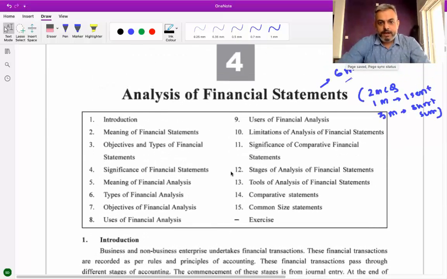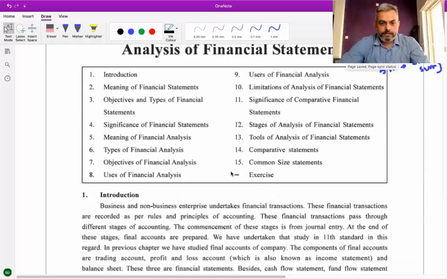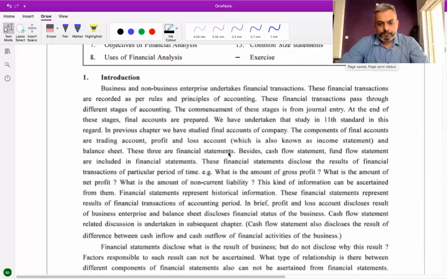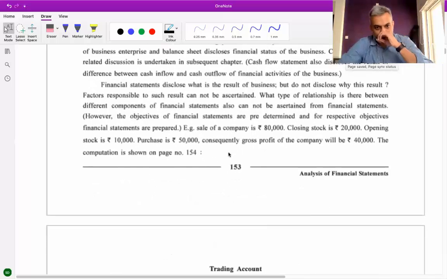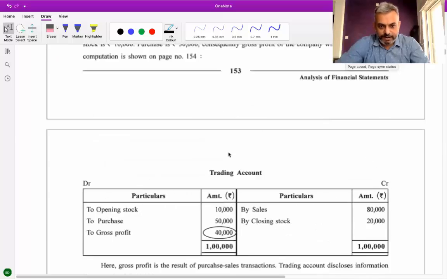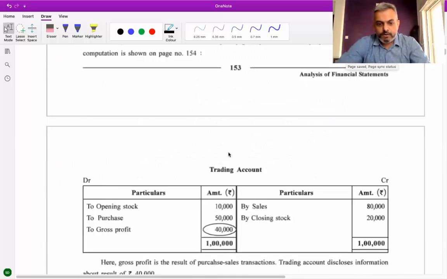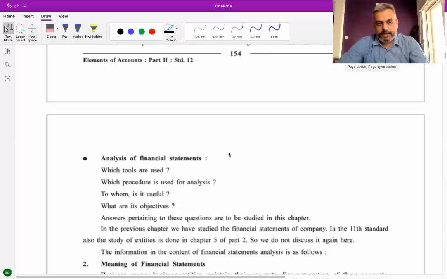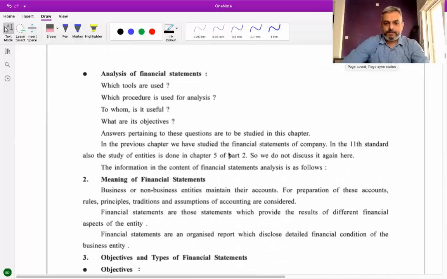Now come to page number 153. Now you can see what all is covered over here is given. Now what all I have told you. Okay, so I'm not going to cover the introduction part right now in this. What we do is we directly go to analysis of financial statement.